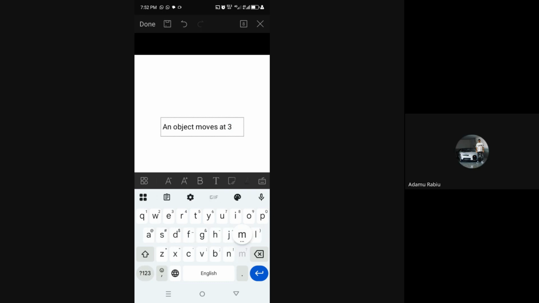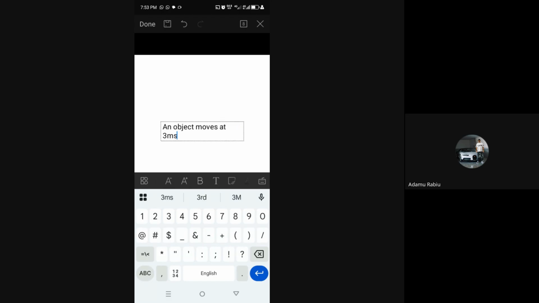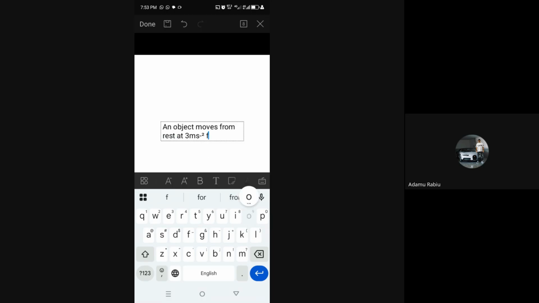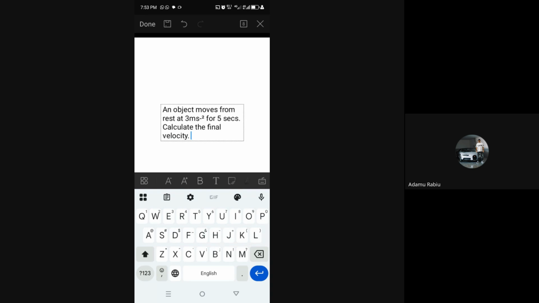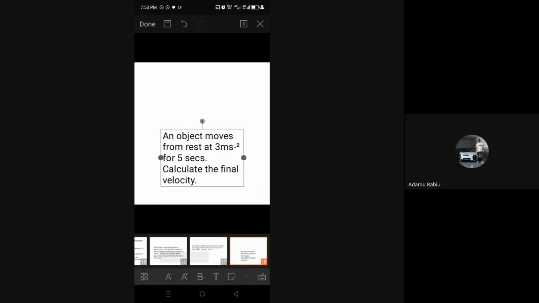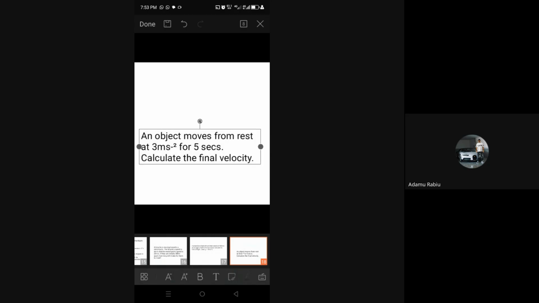I want to test whether you can identify units. So I've just explained this. So I want you to solve it now. An object moves from rest at 3 meters per second squared for 5 seconds. Calculate the final velocity.